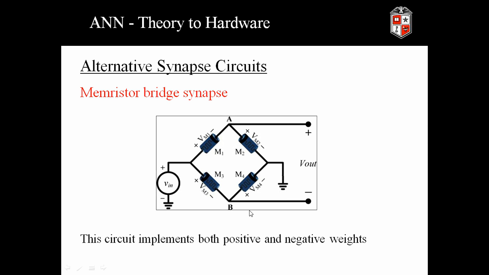This is an alternative synapse circuit which provides both the positive and the negative weightages, and these are the memristors. We are going to form a kind of bridge so that based on the applied voltages, only two memristors operate. For a positive voltage, Vm1 and Vm4 operate, which provides a positive weightage, whereas Vm2 and Vm3 operate for a negative voltage and offer a negative weightage.